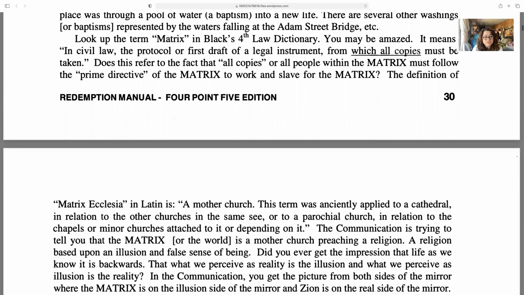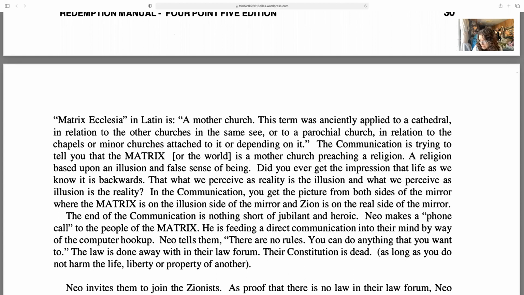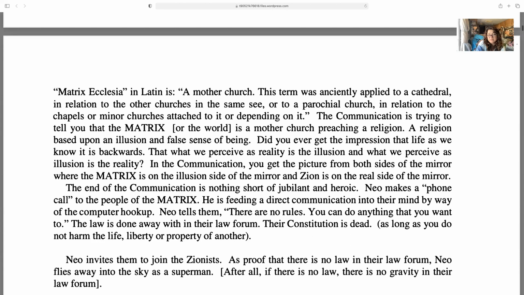The definition of matrix ecclesia in Latin is a mother church. Whoa. Oh my gosh. This term was anciently applied to a cathedral in relation to the other churches in the same see, or to a parochial church in relation to the chapels or minor churches attached to it or depending on it. The communication is trying to tell you that the matrix, or the world, is a mother church preaching a religion based upon an illusion and false sense of being.